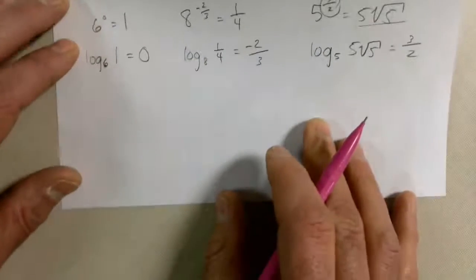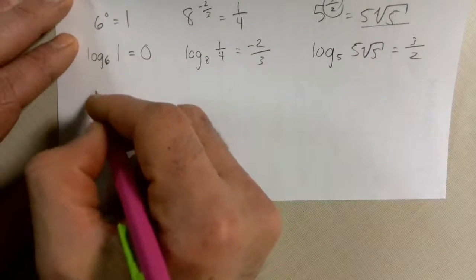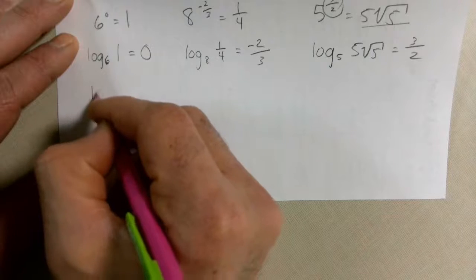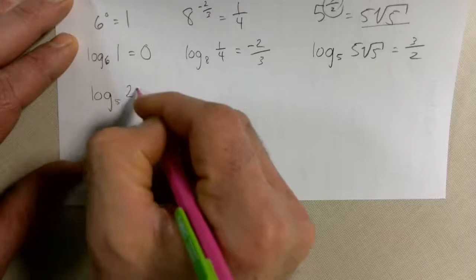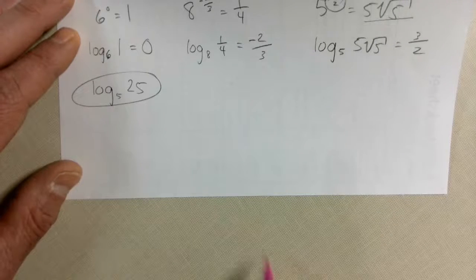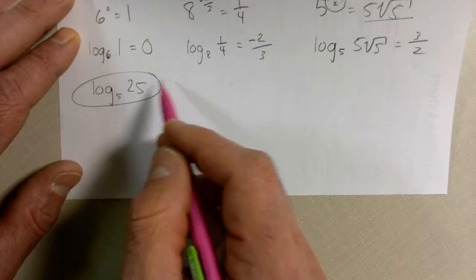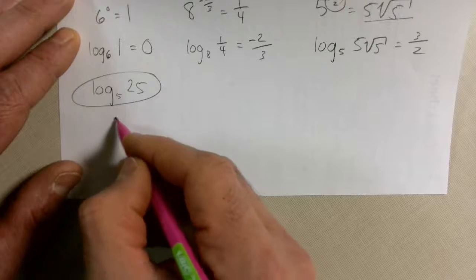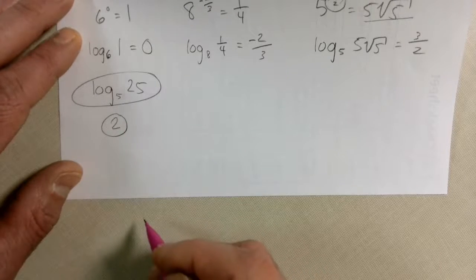Okay, now we're ready to try actually solving or simplifying some things. So this says simplify. Log base 5 of 25. There's no equal sign, but can we simplify it? Yes. 5 to the what is 25? 2. So the answer is 2.